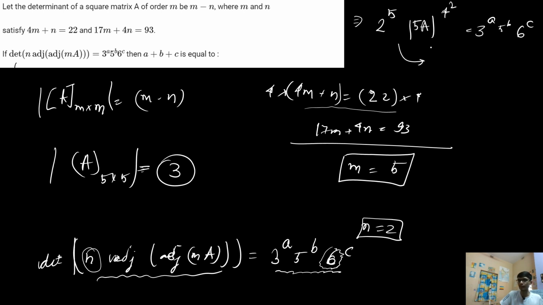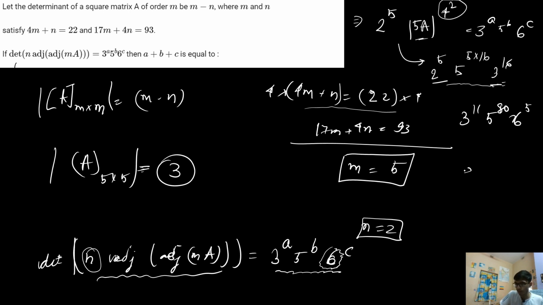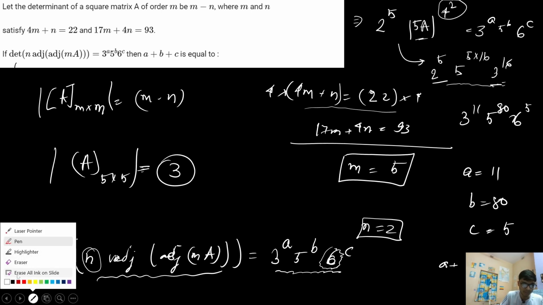Now from here if I solve this result, what I will get is 2 to the power 5, and 5 to the power 5 comes out, and then again 16 is there, so 5 into 16 is basically 80, and into 3 to the power 16. So from here I can write this in the form of 3, 5 and 6. Then I will get 3 to the power 11, 5 to the power 80 and 6 to the power 5. 2 to the power 5 and 3 to the power 5 can be clubbed together to write 6 to the power 5. So from here what I see is the value of a is 11, the value of b is 80 and the value of c is 5. So if I compute this summation, that is a plus b plus c, how much is it?